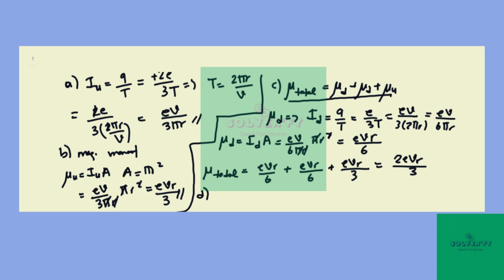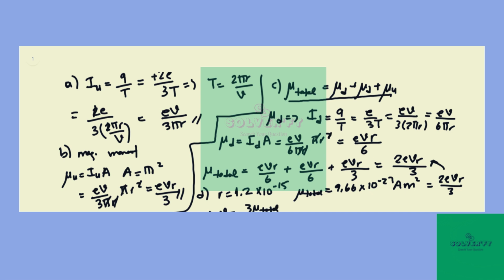Now in part D, we were asked what the speed is for the quarks according to this model, given r equals 1.2 times 10 to the power negative 15, and also mu total was given to us initially as 9.66 times 10 to the power negative 27 ampere meter squared. As we know, this basically equals 2evr over 3 that we just calculated a second ago. So let's isolate v out of this equation. Then v is going to be 3 mu total over 2er.